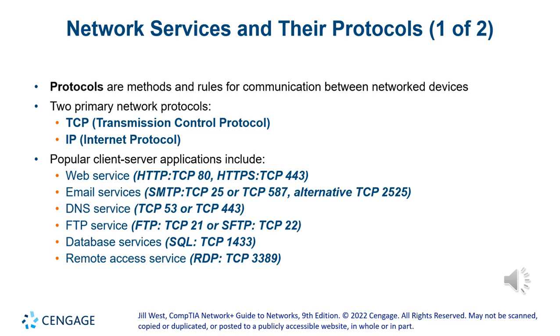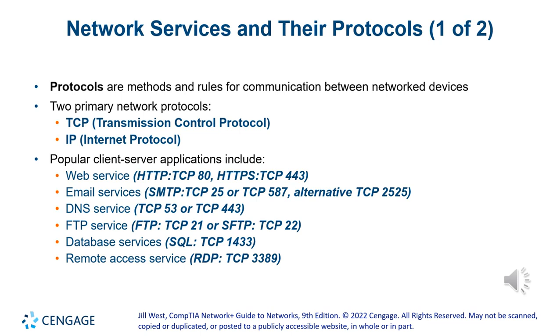Also, some of the popular server applications that you might already be familiar with on the internet: you have web services, email services, DNS that you're using constantly, FTP services for file transfer, and also database services. Anything you access on Amazon when you're looking for a device or an article, you'll hit some database to give you all that information. And you can also have remote access services, which is to remotely access other devices over the internet.